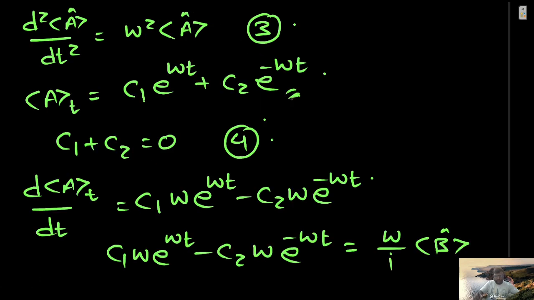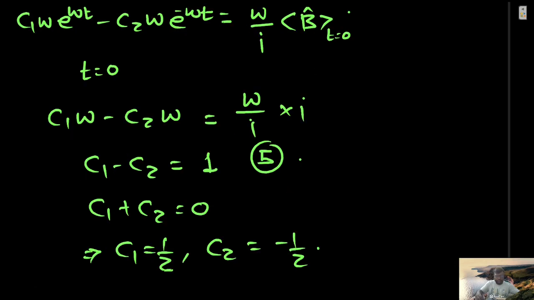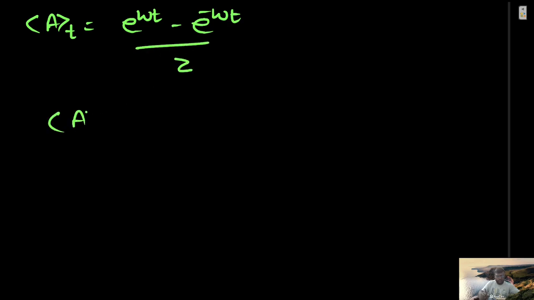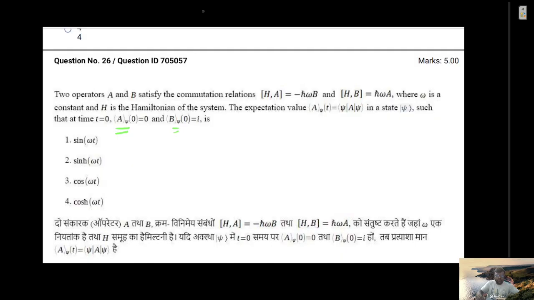We will put the values of C1 and C2 in our equation. In the next step, A is equal to e to the power ωt minus e to the power minus ωt by 2, which is equal to sinh ωt. So we have got the expectation value of A in state psi at time t equal to sinh ωt. So this is our correct answer. If we see in our problem, then option 2 is the correct answer.